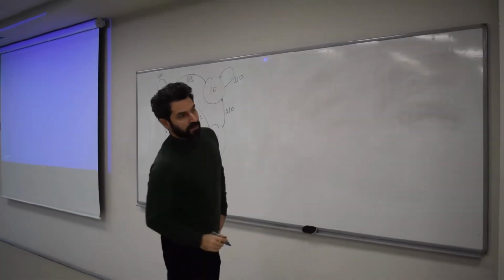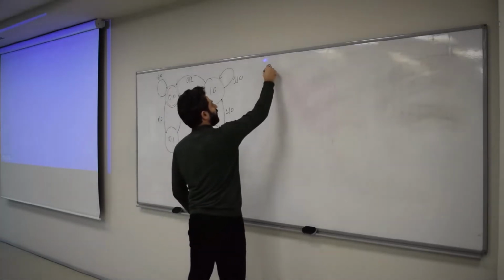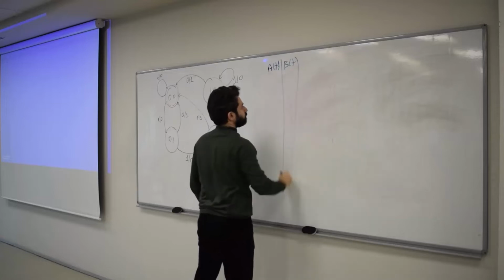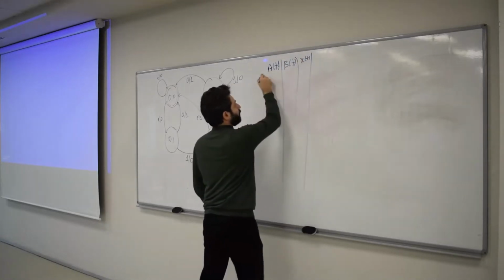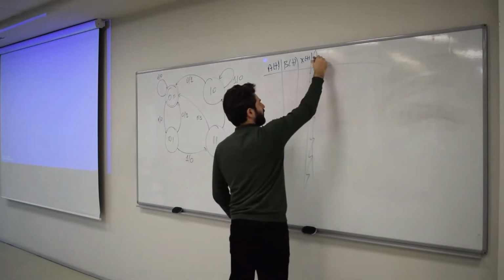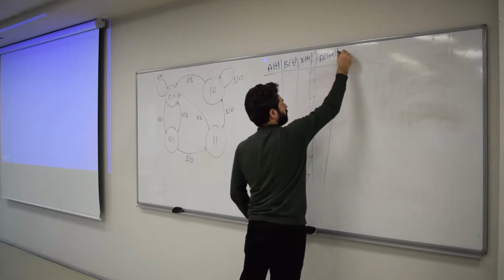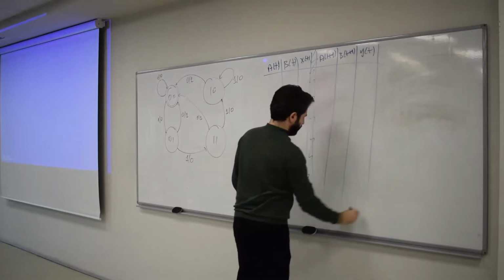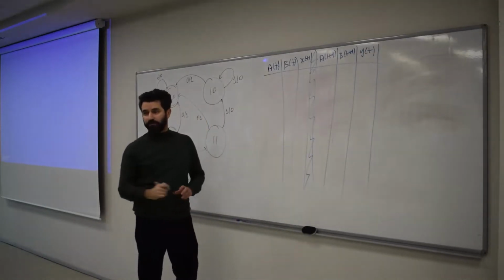Okay, let's see. I have AT, BT, and XT, right? So I've got AT, BT, XT. And I need AT plus 1, BT plus 1, and YT as my output. This is your state table, so to speak, truth table.